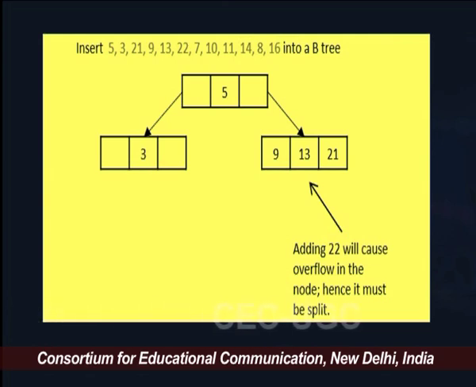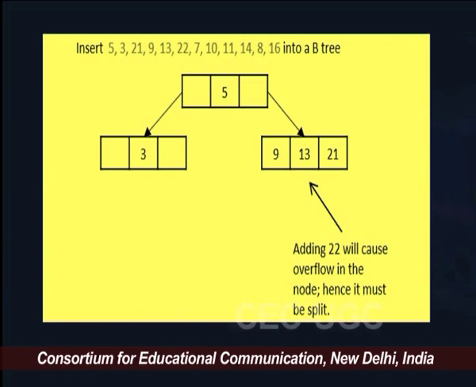and 9 and 21 of course. Then after that we have inserted 13 properly after the split of the node. Then we have 22 also. So here we have 9, 13 and 21, and if we add 22, that will cause an overflow in the node, hence it must be split.